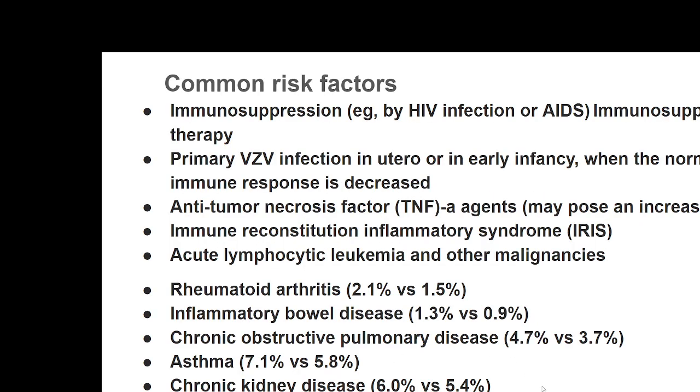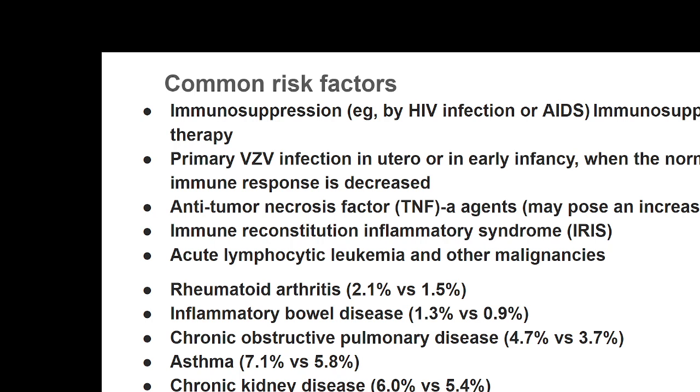The risk factors which trigger herpes are immunosuppression like HIV infection or AIDS, or any other immunosuppressive therapy, which is generally the treatment for malignancy, or a primary varicella infection in utero or in early infancy, because many times chickenpox may occur even in the uterus or early childhood, and the normal immune response may be decreased at that time itself. Patients treated with anti-tumor necrosis factor therapy also have a high risk of developing these complications of herpes.